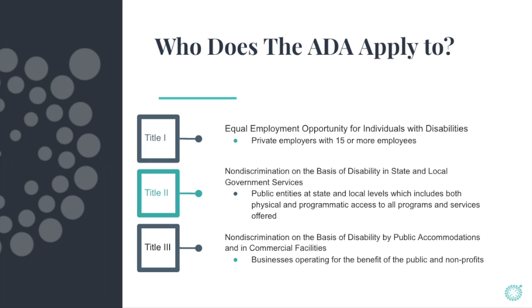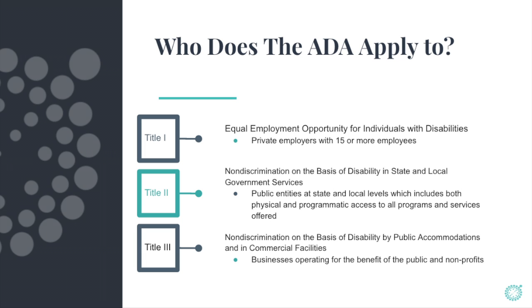So, who does the ADA apply to? In short, businesses covered by the ADA are Title I, which refers to equal employment opportunity for individuals with disabilities, and that's private employers with 15 or more employees. There's Title II, which refers to the non-discrimination on the basis of disability in state and local government services, and that's public entities at state and local levels, which includes both physical and programmatic access to all programs and services offered. Then there's Title III, and that refers to the non-discrimination on the basis of disability by public accommodations and in commercial facilities.